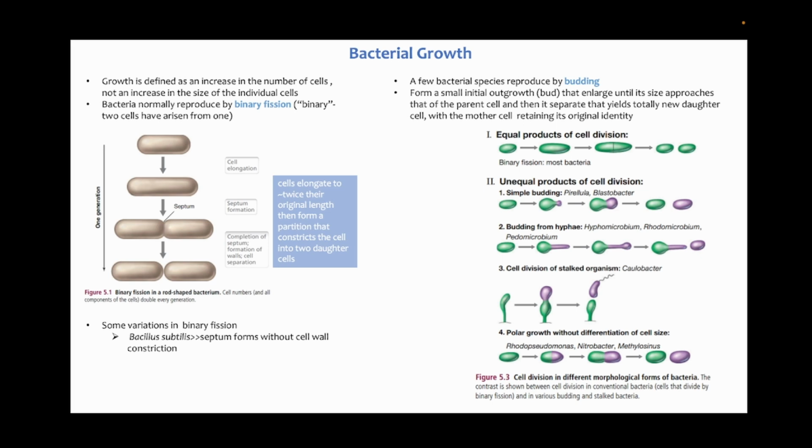Okay? However, you must know that there are some bacteria that do not carry out binary fission. You have budding. You also have budding from the hyphae, and you also have stalked organisms. For example, the Caulobacter. And you also have polar growth without differentiation of cell size. What that means is there's no elongation. They split first before they grow.